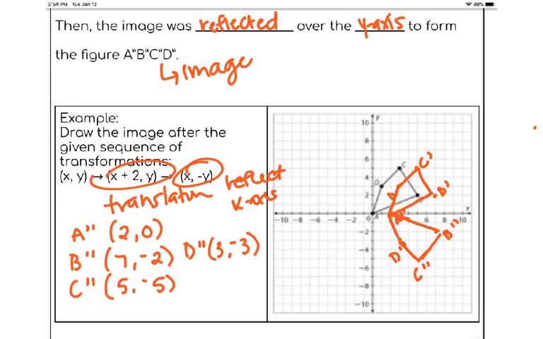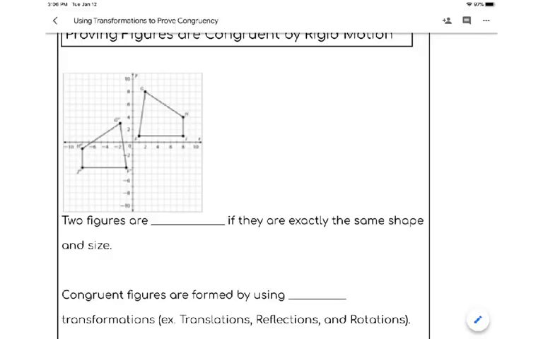Okay, and the thing about a sequence of transformations is that it's always going to be a rigid motion. It's going to be the same object afterwards. That's what we're looking for. So that's what we're doing, is proving that figures are going to be congruent by a rigid motion, which means their size and their shape does not change. It's just going to stay the same. It's just going to be moved in a different position.